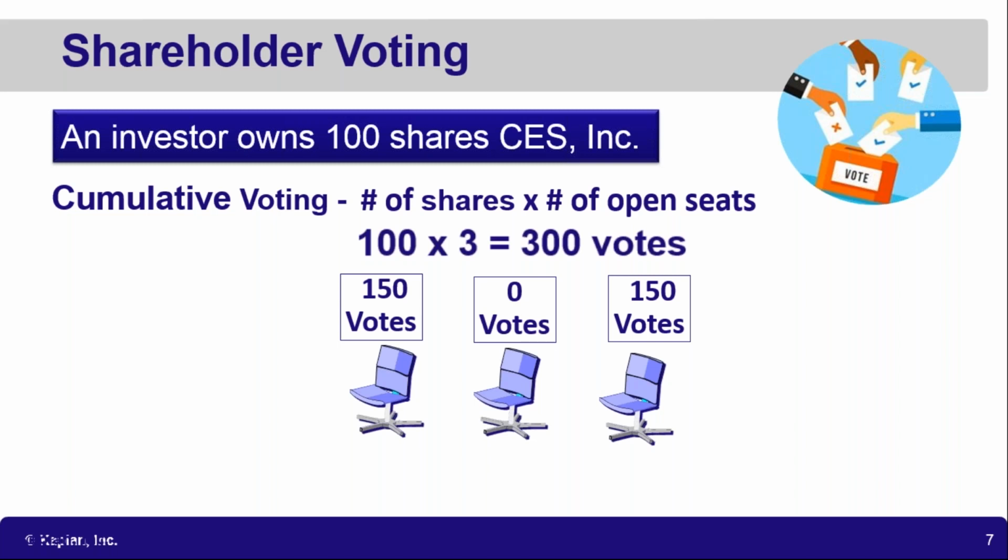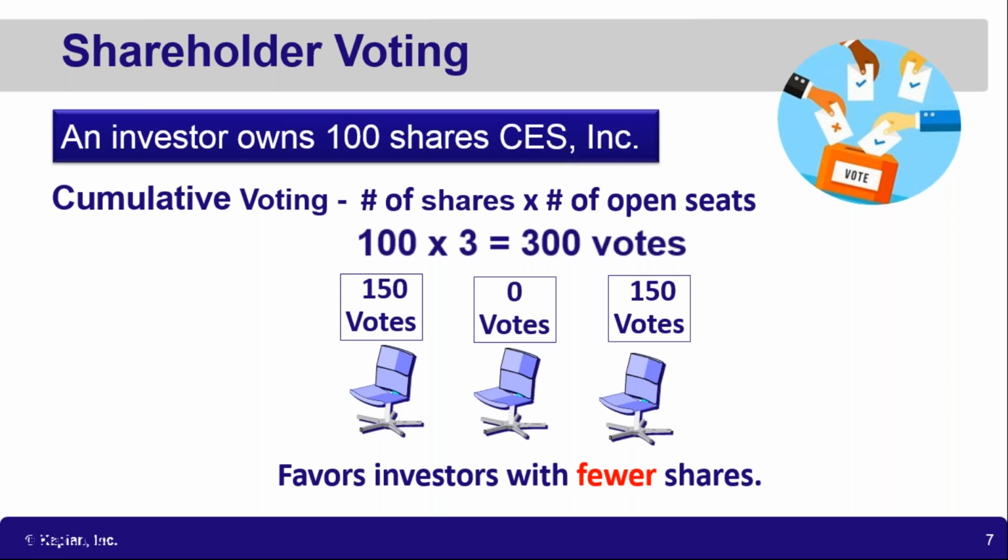Or what you could do is you could take all 300 of your votes, just put them on one seat and concentrate your votes on that seat to try to vote that board of director in or vote them out. That's what the smaller investors can do in the cumulative voting.